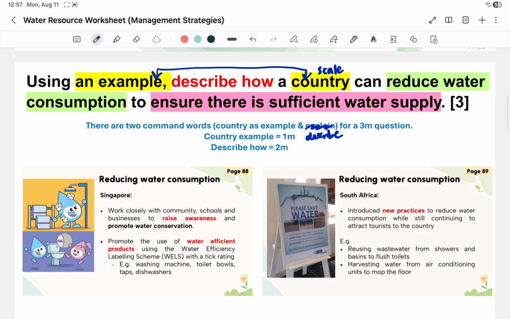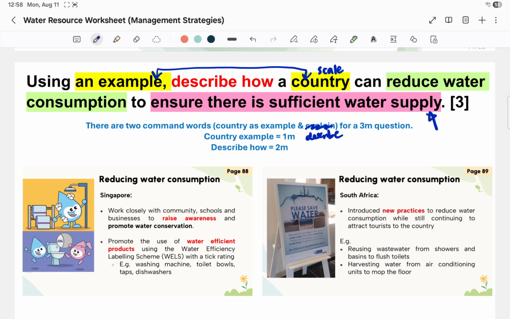Right? And there's another thing you have to link to as well. Besides describing how the strategy or the example reduces water consumption, you also have to address this part. So a lot of students, when you're answering the questions, you don't link it back to the question. You're just giving an example, and you don't really rephrase the answer or the content that you got from the textbook to address the key part of the question, which is the thing that is missing in many of your answers.